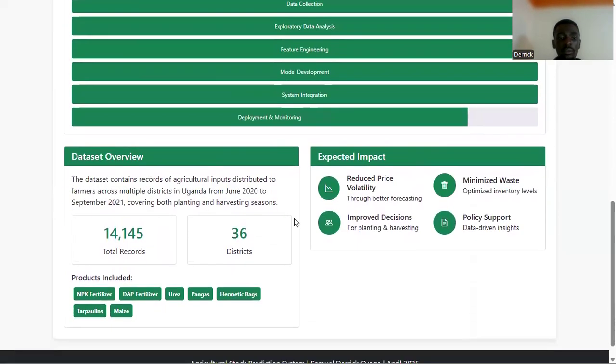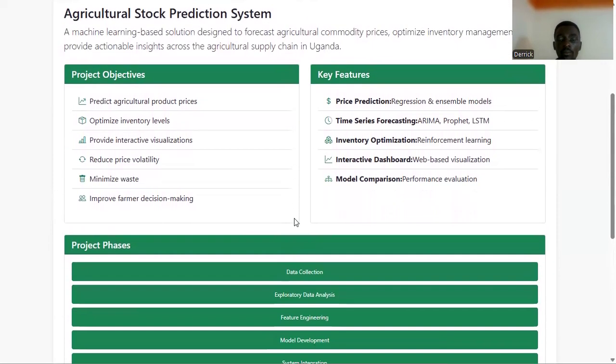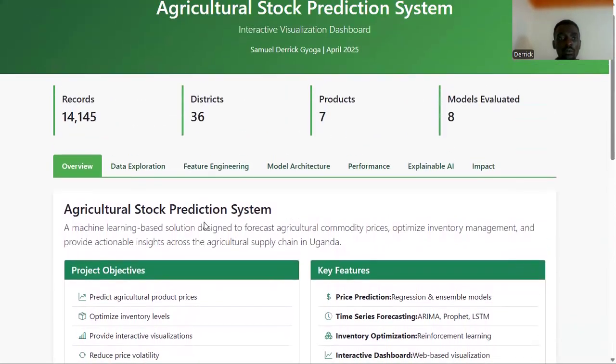So this is our dataset overview. I'll take you through the simple project phases, and then we shall go through the data exploration, feature engineering, model architecture, performance, explainable AI, and finally the impact.